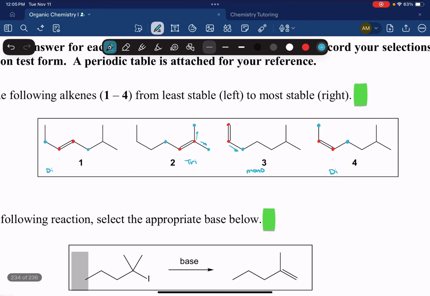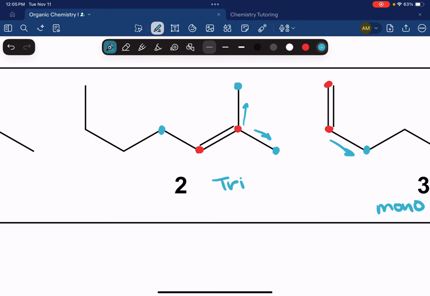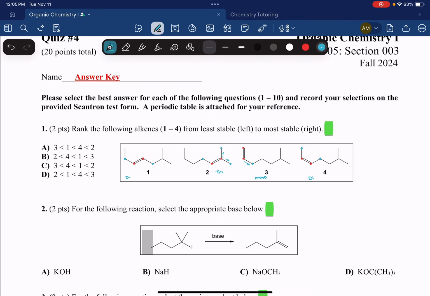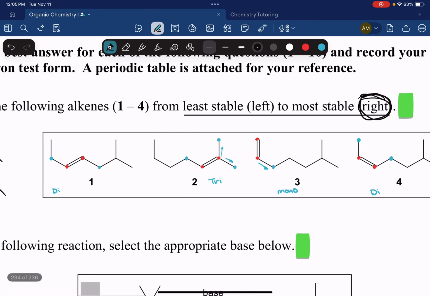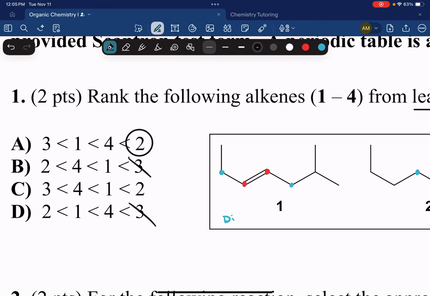Okay, so what's the most stable? Trisubstituted, right? 3 carbons. It's connected to more. So we know that 2 is the most stable, and it wants us to rank them from least to most. So most stable is on the right here, right? Going to the right. That means we can eliminate this one and this one, because 3 monosubstituted definitely ain't the most stable. We're looking for 2 to be all the way on the right.